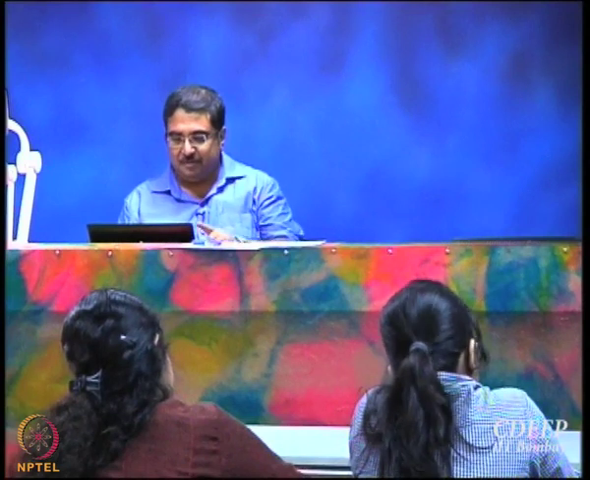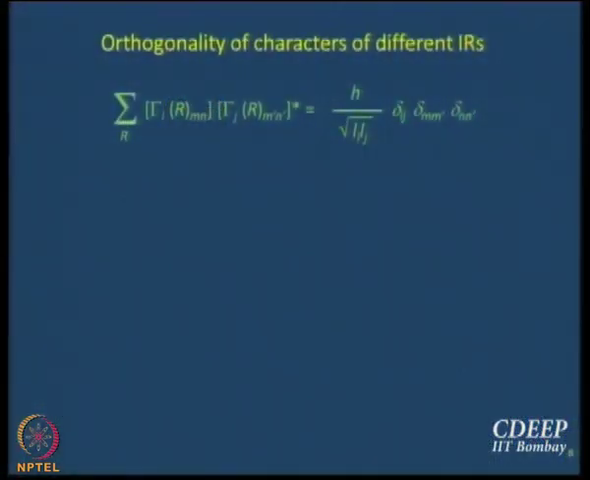Now number 3 is the orthogonality of characters of different IRs. Once again you go back to the great orthogonality theorem, and then we will see after mid-sem how, in fact, even now we can do it. It's just that I want to get somewhere, so I don't want to spend too much time here at the moment. So you can prove that sum over R chi i R chi j R is going to be equal to 0. We will derive this more formally when we come back after mid-sem.